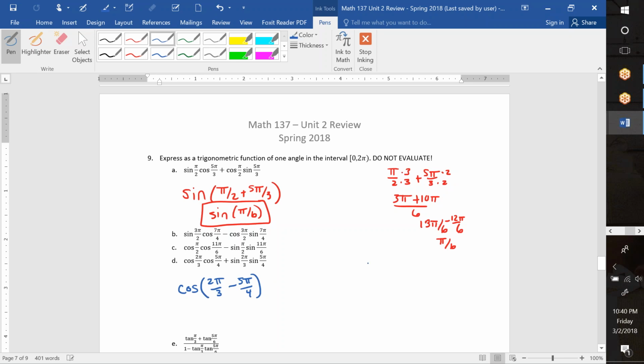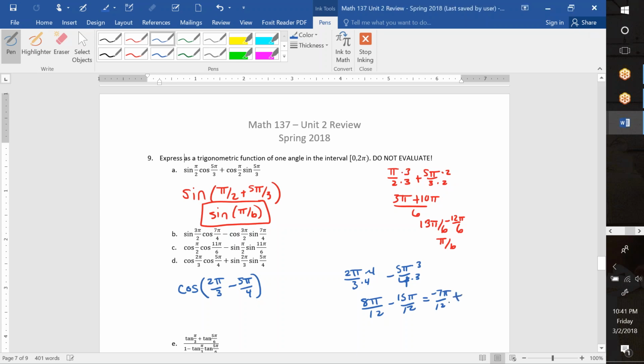And we're going to be looking at, again, having to get a common denominator, so this would be 2 pi over 3 times 4 over 4 minus 5 pi over 4 times 3 over 3. So that's going to be 8 pi over 12 minus 15 pi over 12. That's negative 7 pi over 12, which is not in 0 to 2 pi.